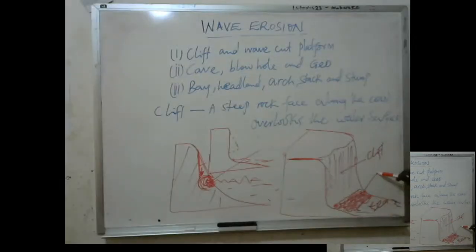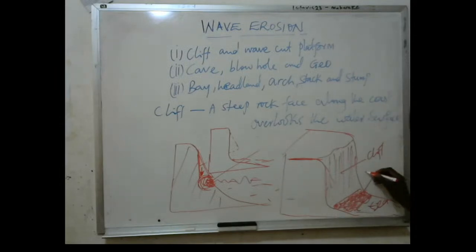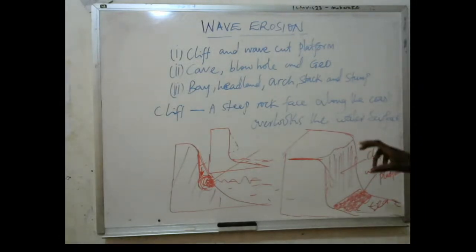So this is what we are going to call the wave cut platform. That's why I chose to bring these two together, because when you have the cliff forming, definitely the wave cut platform comes into existence. So the formation of the cliff results in the formation of the wave cut platform. The wave cut platform is simply that gently sloping surface at the base of the cliff.